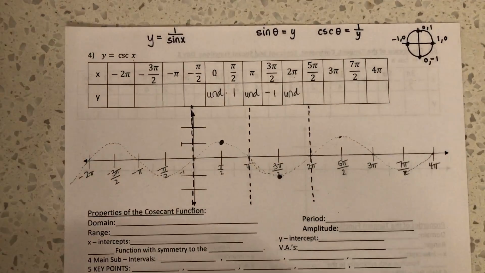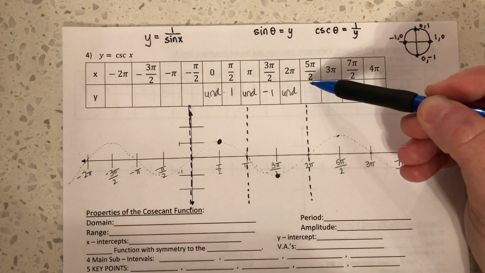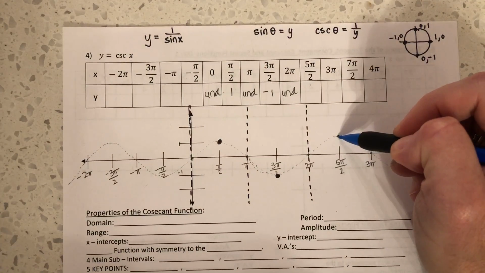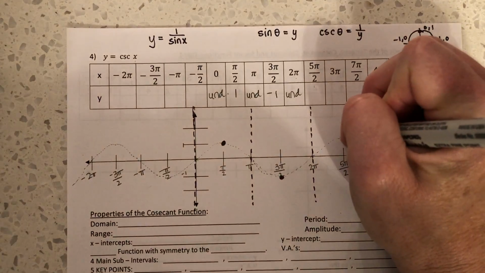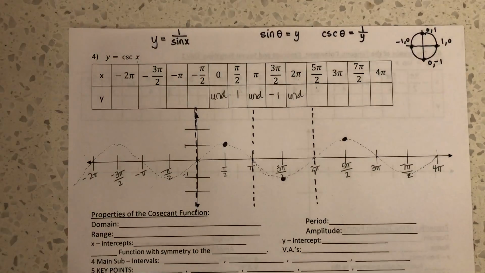Okay, well, when 5 pi over 2 went into the sine function, 1 came out. So when 5 pi over 2 goes into the cosecant function, the reciprocal of 1 will come out, which is 1. So this is a point that is also on the cosecant function graph. So they do have some points that are in common.